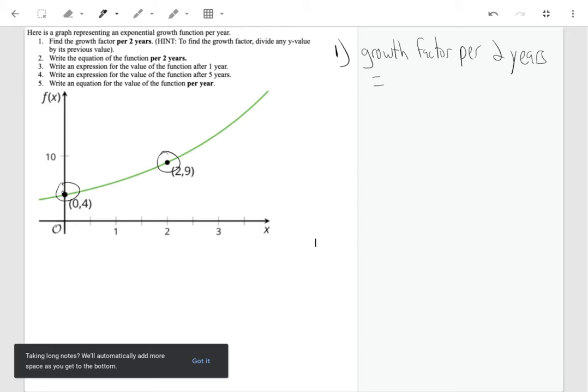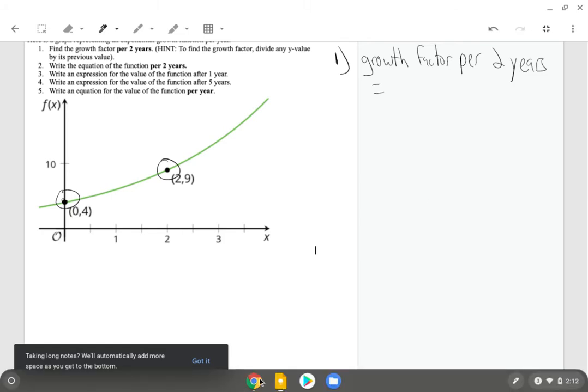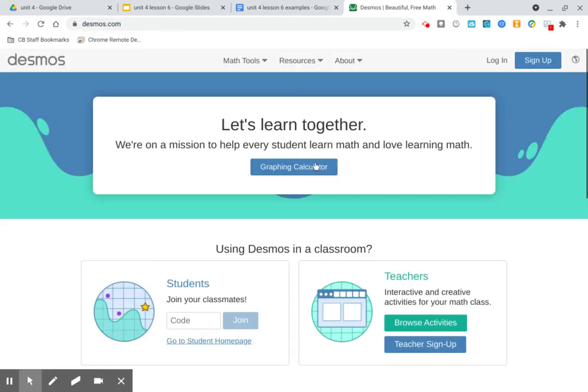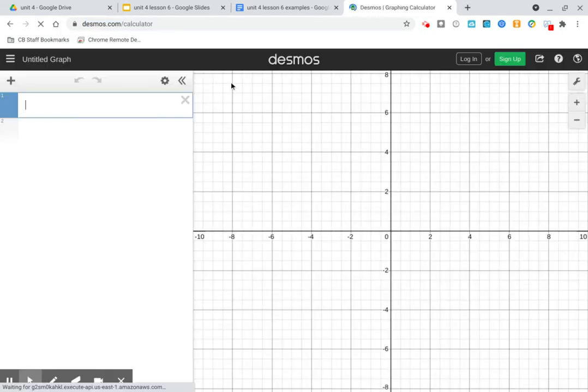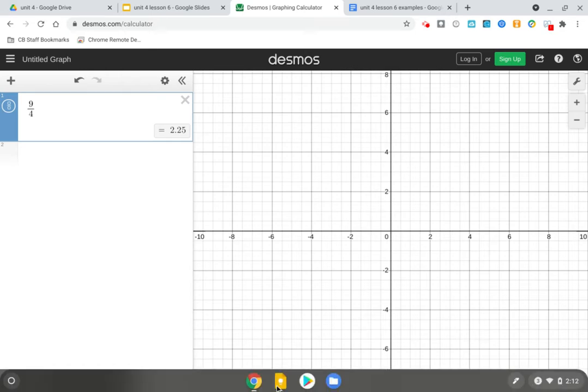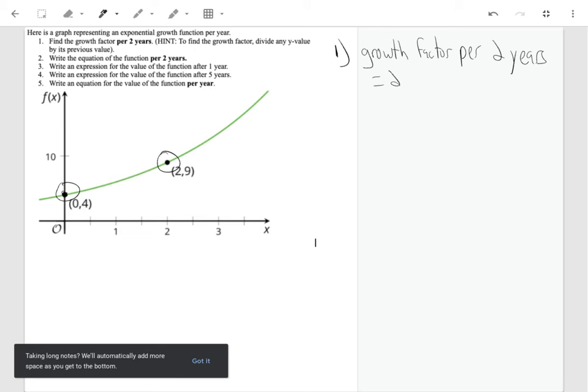So to figure out the growth factor, we're going to take the value of 9 and divide it by the previous value of 4. You should be able to do this in your head, but if you can't, you can do it on a calculator. So my growth factor in this case is going to be 2.25. That is the answer to number 1, 2.25.